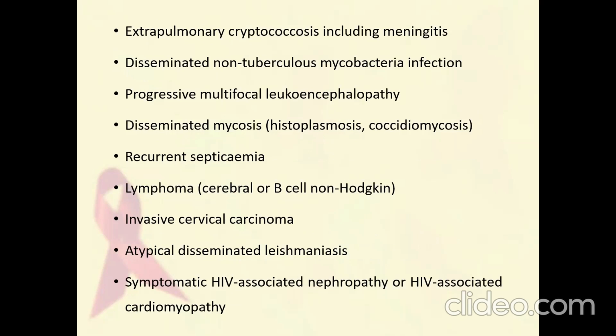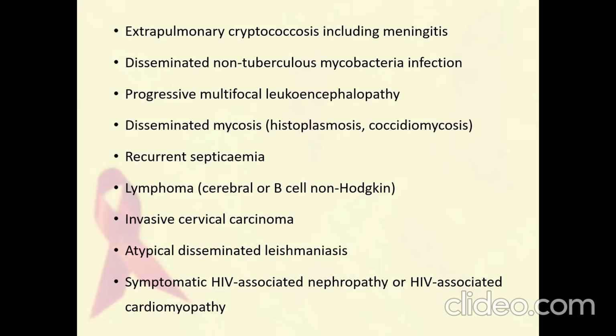Extrapulmonary cryptococcosis including meningitis, disseminated non-tuberculous mycobacteria infection, progressive multifocal leukoencephalopathy, disseminated mycosis, that is histoplasmosis or coccidiomycosis, recurrent septicemia, lymphoma, it may be cerebral or B-cell non-Hodgkin's lymphoma. Then invasive cervical carcinoma or typical disseminated leishmaniasis, symptomatic HIV associated nephropathy or HIV associated cardiomyopathy.